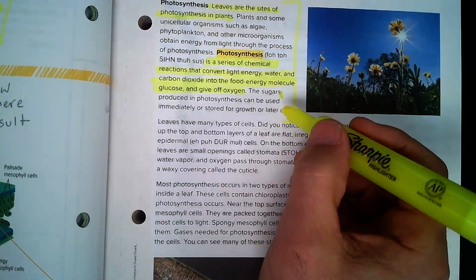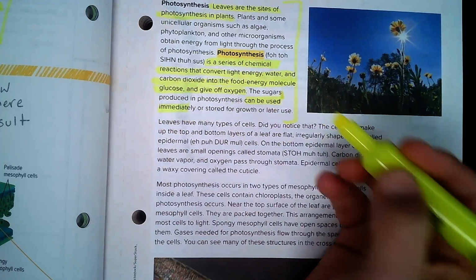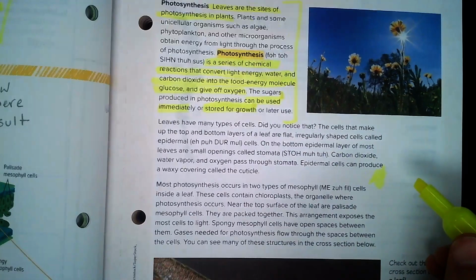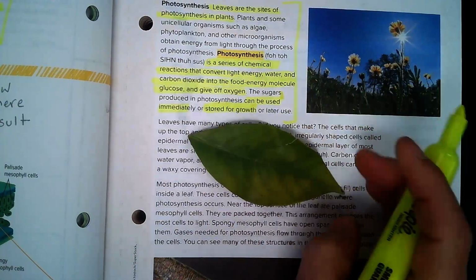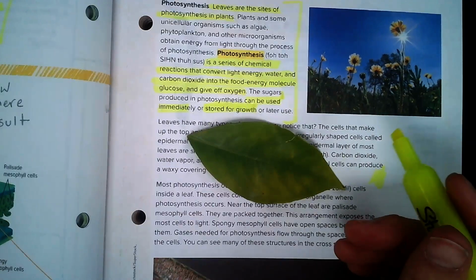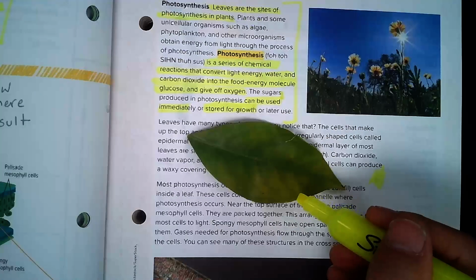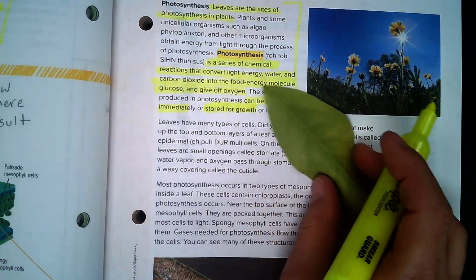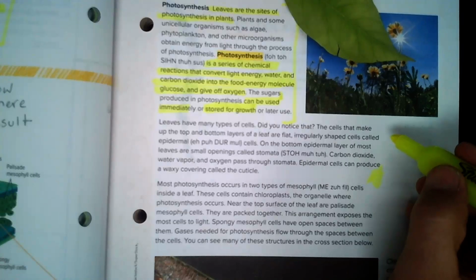The sugars that are made can be used immediately, or they can be stored for growth. So what happens in this little guy is that when the sun hits it, as long as it has carbon dioxide from us and water, it will go through the process of making its own food. It is its own food factory. Can you go ahead and read this next paragraph? Go ahead and pause.